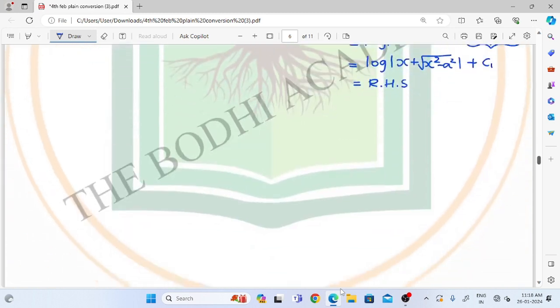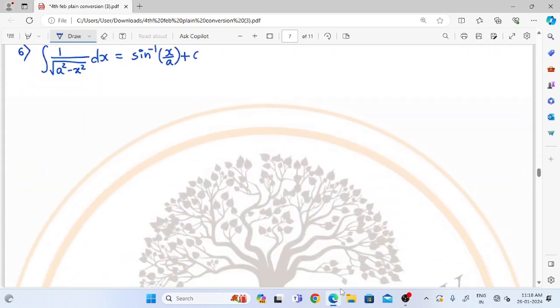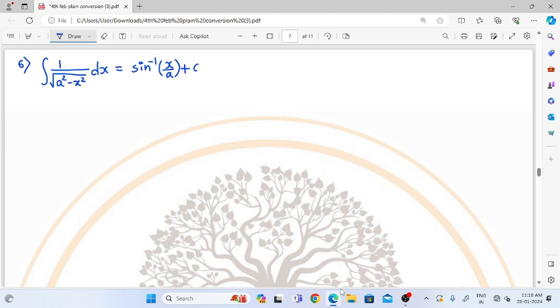Come to the next proof. Integration of 1 upon square root of a square minus x square. Now the change is here, a is first and x is later, and we need to show that it is equal to sine inverse of x by a. So in this proof we need sine here. So what we have to take, you can now take the idea, we have to take x is equal to a sine theta. Okay, so let's do it.